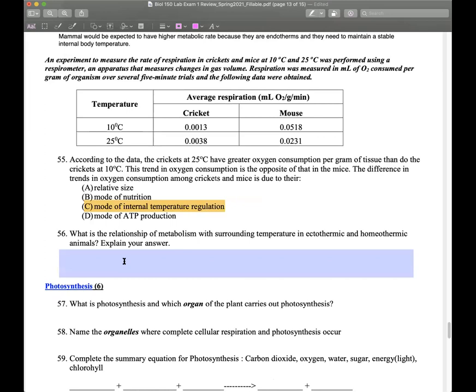And that's basically the answer to this question 56. So the relationship between metabolism and surrounding temperature. So in ectotherms, metabolic rate will increase or decrease along with temperature. You could say it's a positive linear relationship, or it's a linear relationship.